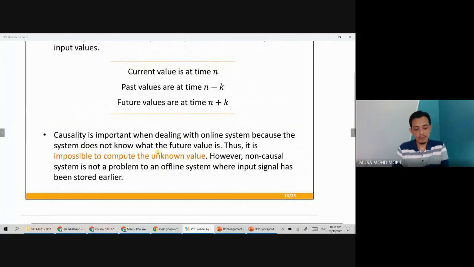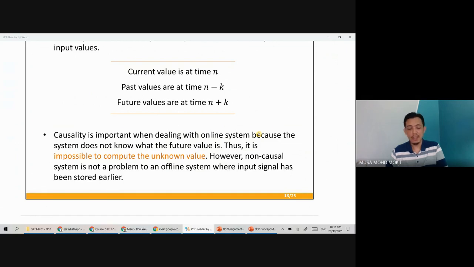Causality is important when dealing with an online system, because the system does not know what the future value is. That's why we call it a future value. It doesn't happen yet. So it is impossible to compute the unknown value. If you are now at maybe 10 seconds, and suddenly the system says that you need to add the value at 10 seconds and the value at 11 seconds, which is yet to happen, how do we know the value? We do not know the value. It is unknown.